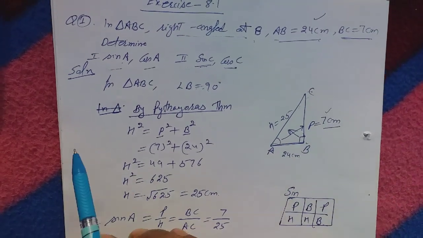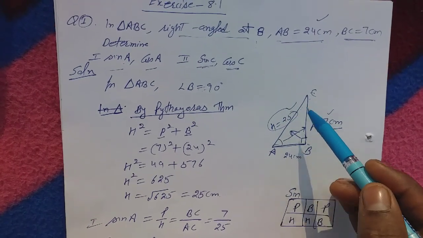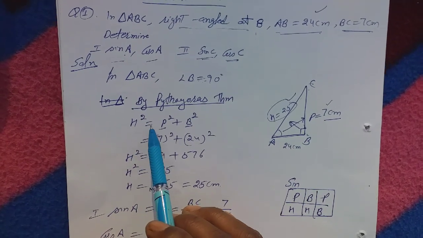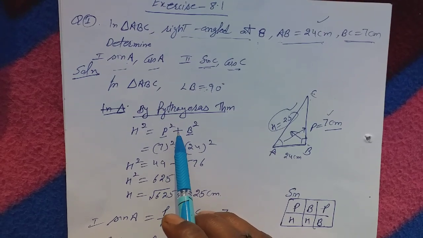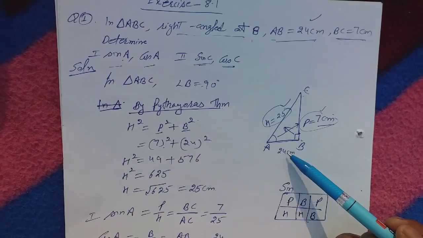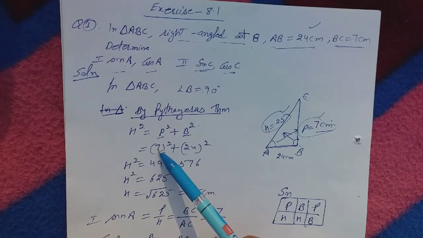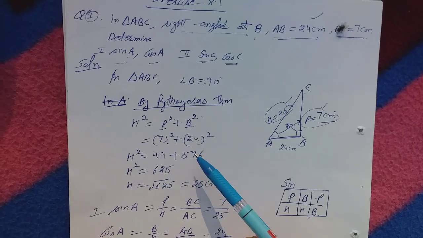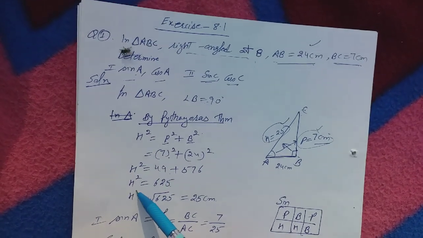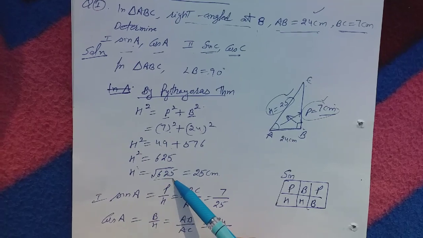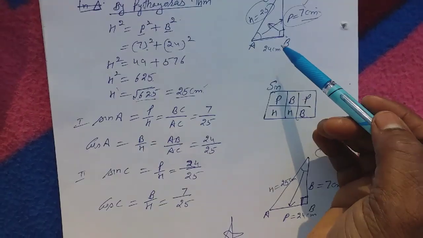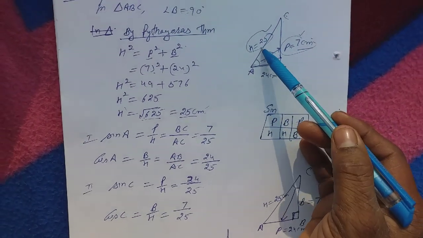7, also given. This side is not given, so we will use the Pythagoras theorem. We know square of hypotenuse equals square of perpendicular plus square of base. So you have perpendicular 7 and base 24. Square of 7 is 49, square of 24 is 576. After adding you will get 625, and the square will be converted into square root, and square root of 625 is 25 centimeter. Okay, now you have all three sides: perpendicular, base and hypotenuse.